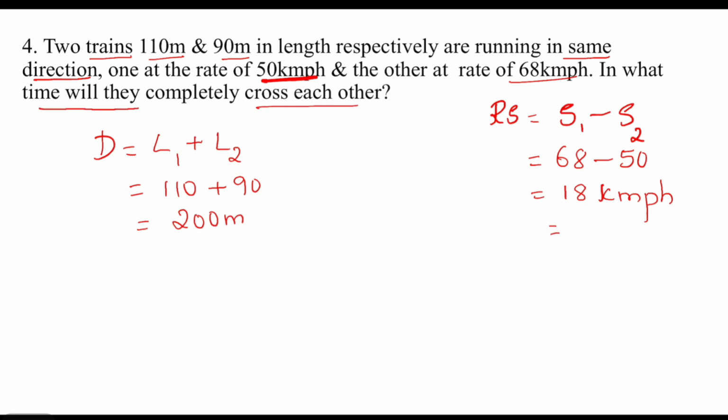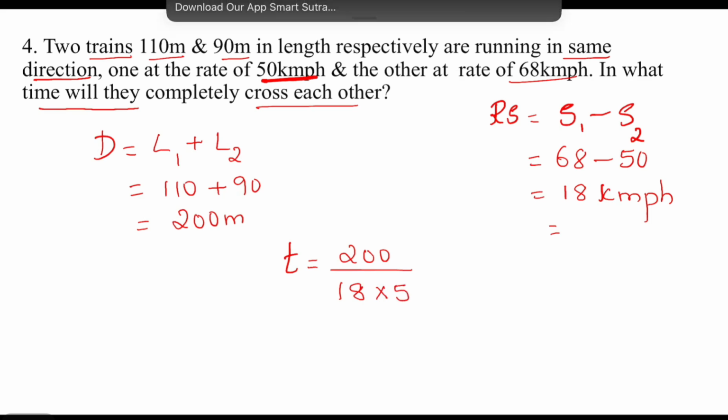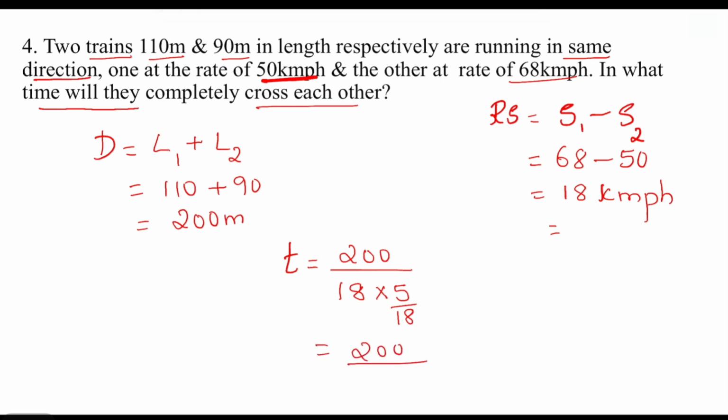If you want to save time, what you can do is, T is equal to distance upon speed. Distance is 200 divided by speed 18. We have to convert it into meter per second, so multiply by 5 by 18. Instead of writing it separately, you can skip one step and write 200 divided by 18 into 5, and the reciprocal goes on top, so it becomes 18 here. So 18 cancels, 5 ones are 5, 40s are 40. So the time the two trains take to cross each other is 40 seconds.